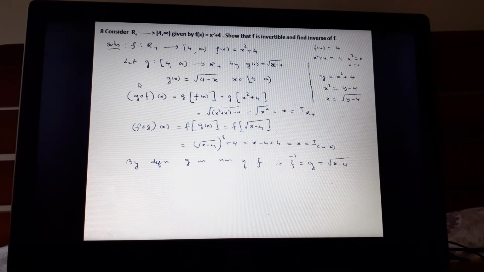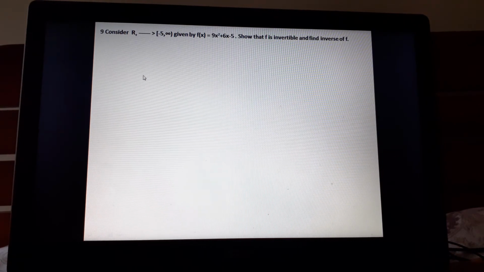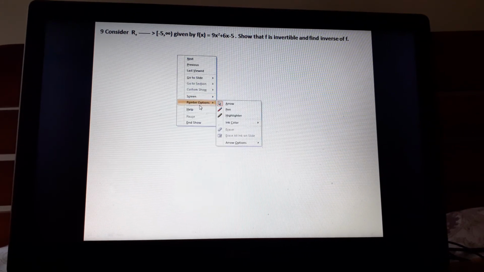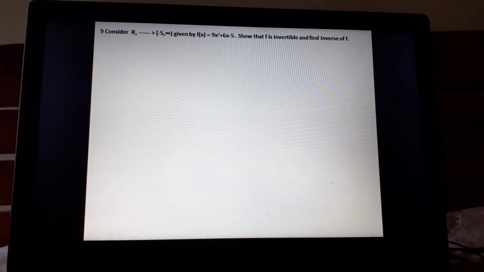Let us take the next question, the 9th question. This is also similar. Here it is a quadratic function given, 9x square plus 6x. Therefore, I will do this one, but using the second method only, because that is more convenient actually.